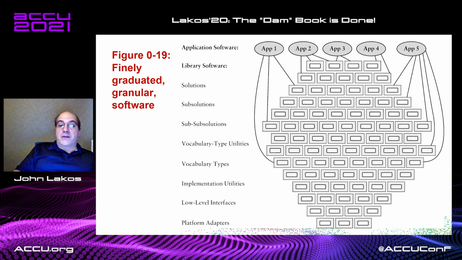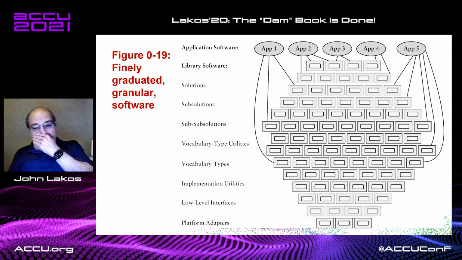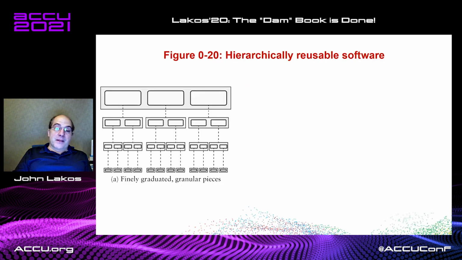Those are vocabulary types. Then there are utilities that work on vocabulary types, and those would be akin to algorithms in the standard library. Then we have sub-solutions, solutions, and then eventually we have high-level library software, which would be a complete subsystem in a large application. And so you can see that there are all these different levels, and anybody who wants to use this software can jump in at any given point in the hierarchy, because a level doesn't hide the lower level. The lower level is there and available and stable.